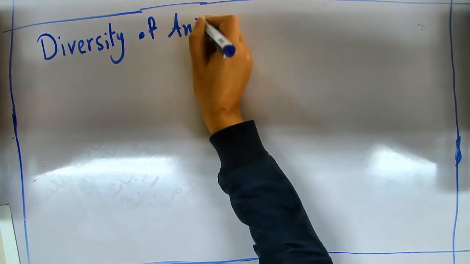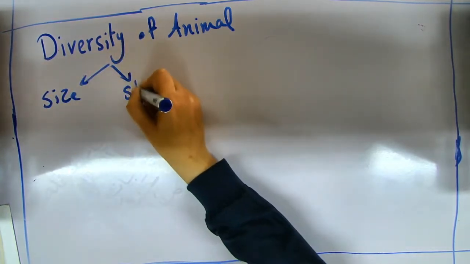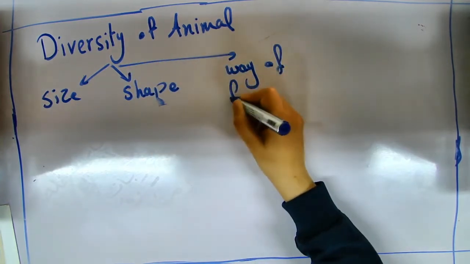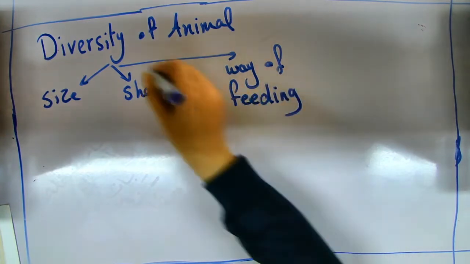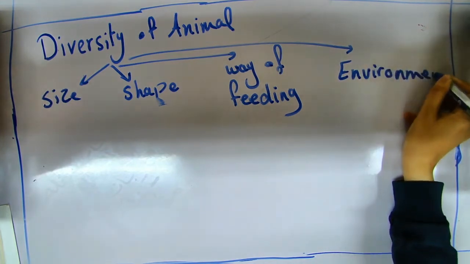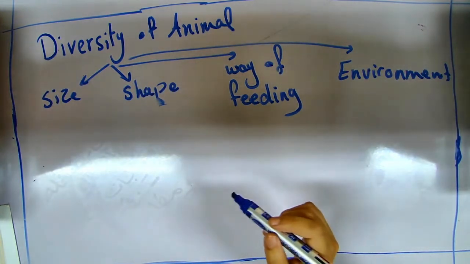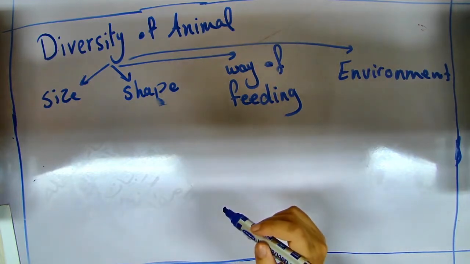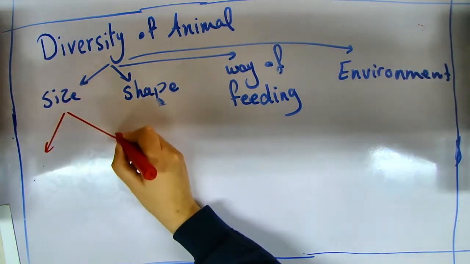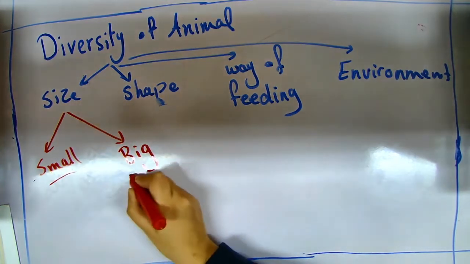Diversity of animals. Animals are different in their size, shape, way of feeding, and environment where they live. First we will talk about the size. Some animals are small and some are big.